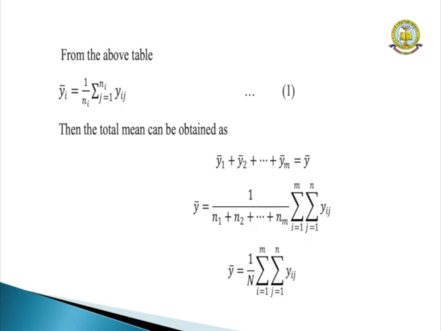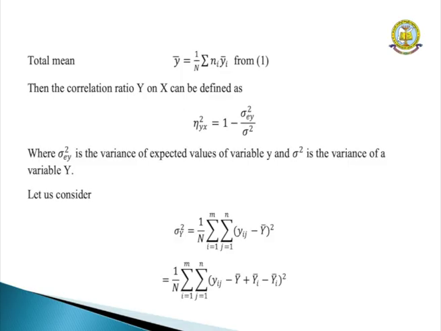Finally, we got n bar. We know that n1 plus n2 plus up to nm we can treat as the total, that is n. So, y bar is equal to 1 by n, summing over i takes values 1 to m and j takes values 1 to n, of yij. If I calculate these values, we get the total mean of the given data set. So, for that purpose we can calculate this mean value. Now, total mean, as I said, is y bar equal to 1 by n, summing over ni into yi bar, equation 1.